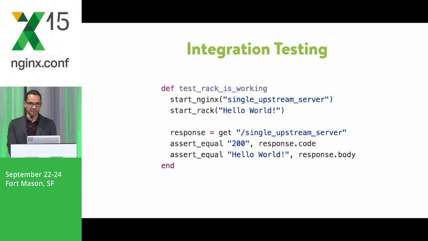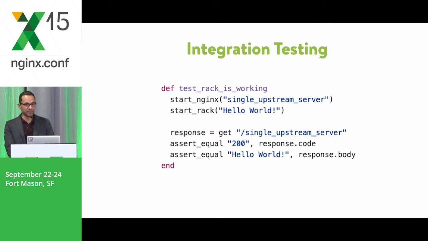What the first line does, the start NGINX statement, actually spins up an NGINX process and waits for it to become available before returning. And the parameter that gets passed to it is the name of a configuration file that's part of our test fixtures, and that defines the configuration that NGINX process is going to use.